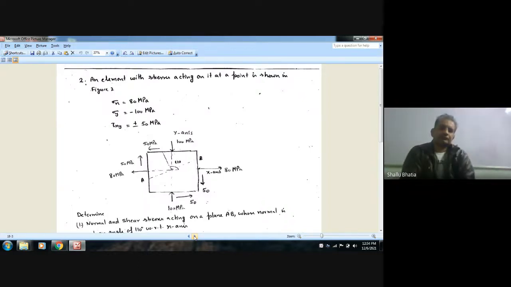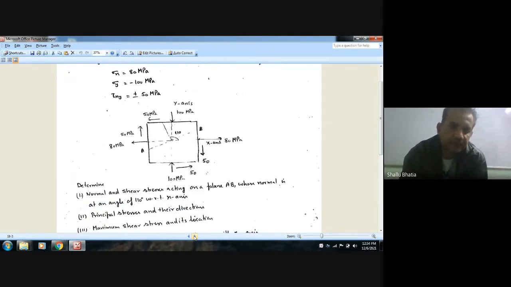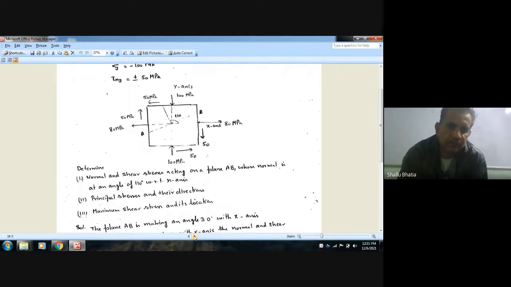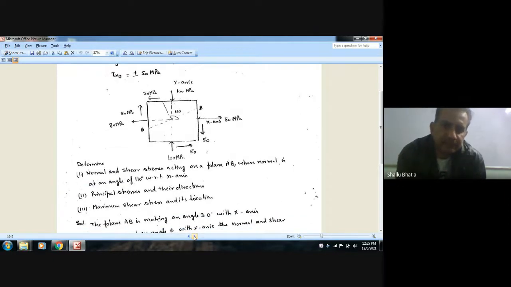Next question: an element with stresses acting on it at a point is shown in figure 2. Sigma x is 80 MPa, sigma y is 100 MPa, tau xy is plus minus 50 MPa. The diagram is shown. Determine the normal and shear stresses acting on a plane AB. This is the plane AB, whose normal is at an angle of 110 degrees with respect to the x axis. This is the x axis, this angle is 110.